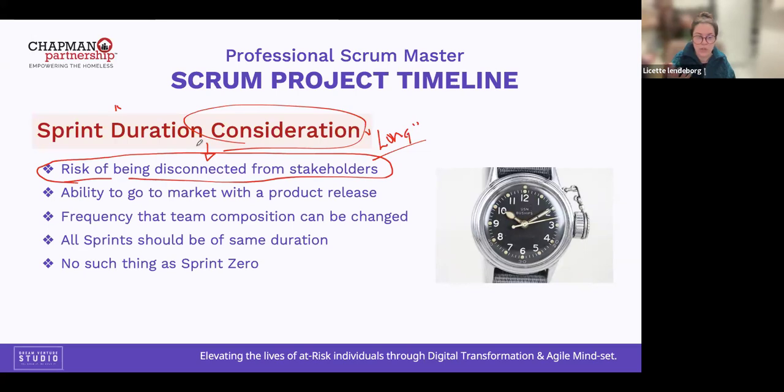And we are not able to do any improvements. So that was killing us. That's why the manifesto was created. So the ability to go to market with the product release.